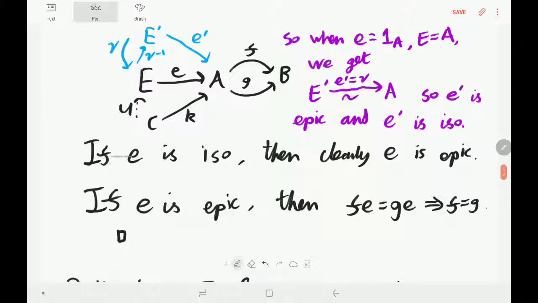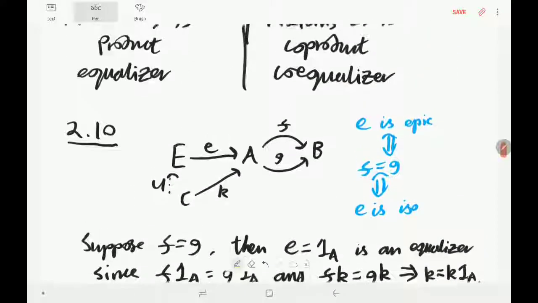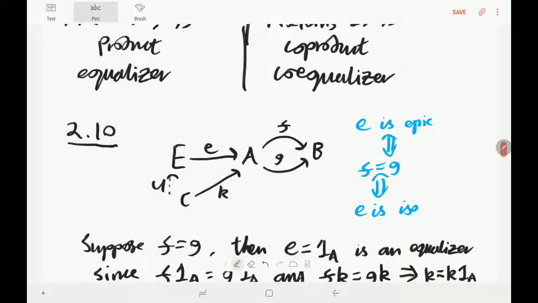Now let's suppose that e is iso. Then it's obviously epic. And suppose e is epic. Then we know that e equalizes f and g, so fe equals ge. But since e is epic, that implies f equals g. So that proves this result.